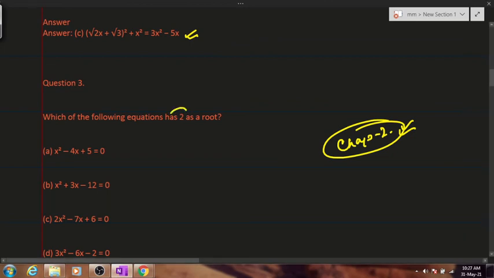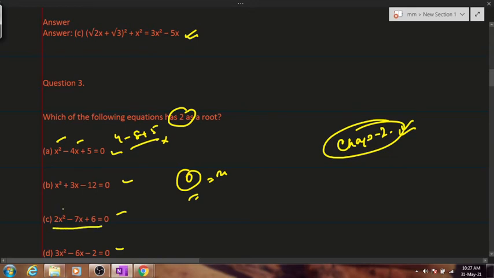So you substitute 2 in all the equations and check if you're getting a 0 or not, or equals to RHS, whatever. So let's try out the first one. 4 minus 8 plus 5, which is not equal to 0, so this will not be the equation. Try option C. 4 minus 14 plus 6. I think this is coming out to be 0. So we'll say option C is the correct answer.